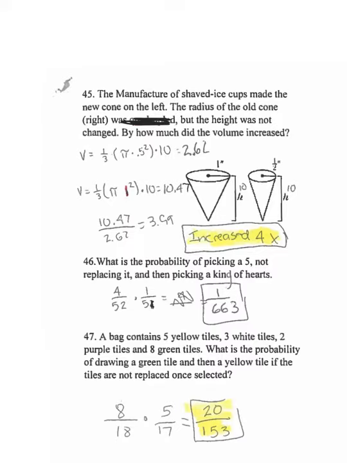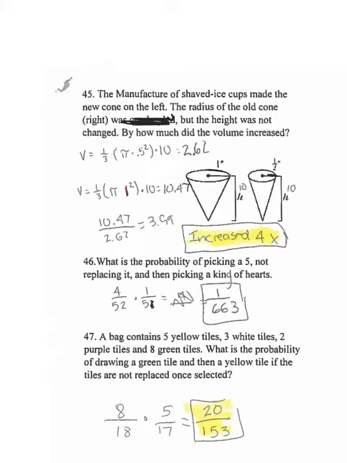The manufacturer of shaved ice cups made the new cone on the left. The radius of the old cone was on the right, but the height was not changed. How much did the volume increase? So the picture and the words didn't match up. There was a typo there, so cross out quadrupled. We went from a 1/2 inch radius to a 1 inch radius. And I just made up a height of 10 because 10 is an easy number to plug in there.